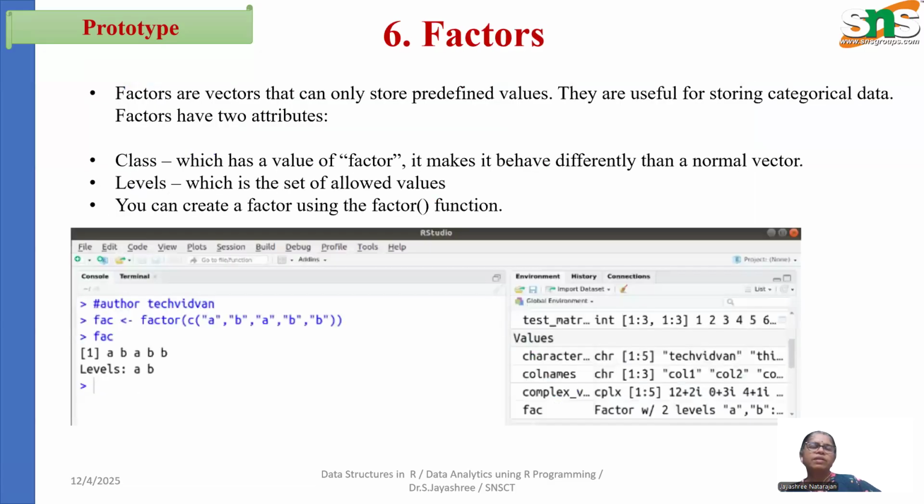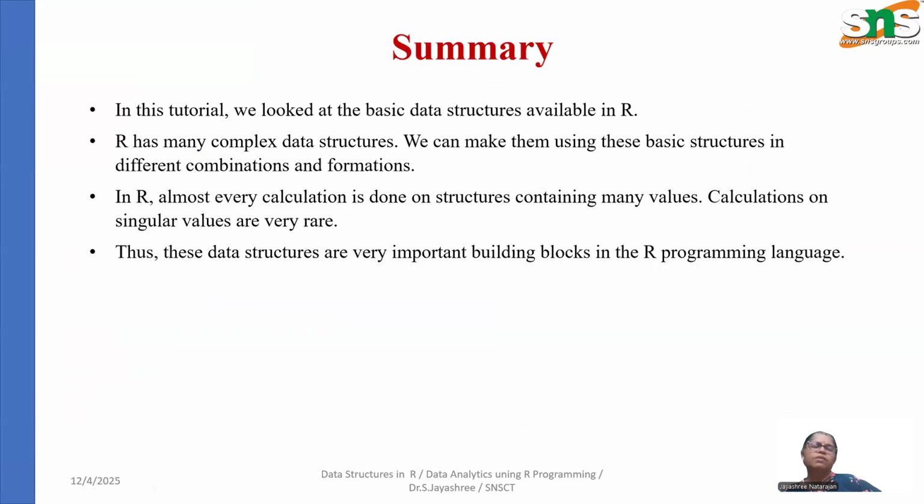Right. The third one, the last one, is factor. Factors are vectors that can only store predefined values. So look into this. factor of c of A, B, A, B, B. It is my factor. So this factor contains only two values, either A or B. These are the levels, the set of allowed values. The set of allowed values is only A and B. So here a factor is created using the factor function, right?